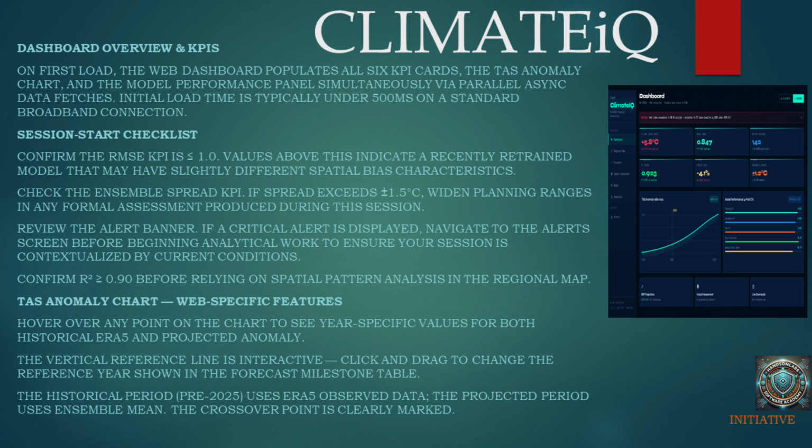Session start checklist. Confirm the RMSE KPI is less than 1. Values above this indicate a recently retrained model that may have slightly different spatial bias characteristics. Check the ensemble spread KPI. If spread exceeds plus or minus 1.5 degrees Celsius, you should widen the planning ranges in any formal assessment produced during this session.